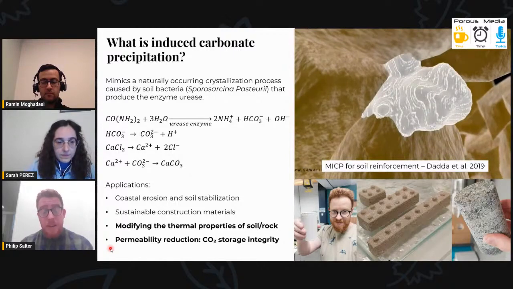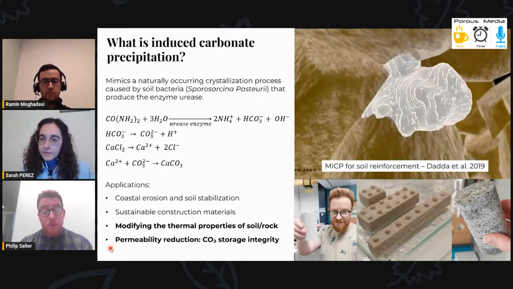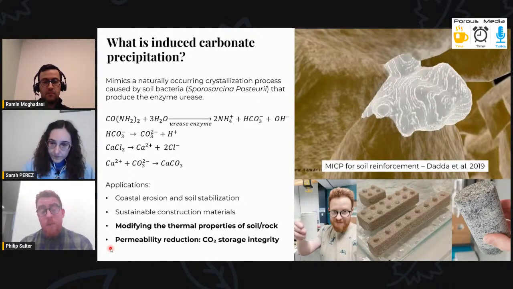This has been investigated for several applications, including the prevention of coastal erosion and soil stabilization, sustainable construction materials, modifying the thermal properties of soil and rock, and for permeability reduction and improving CO2 storage integrity, which I'll focus on today.